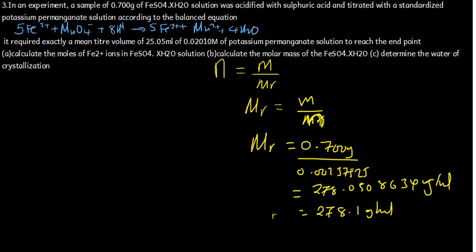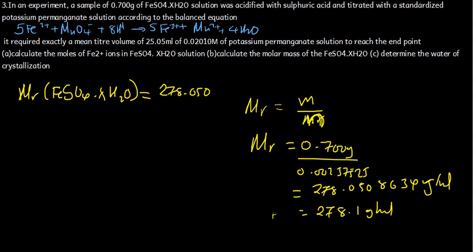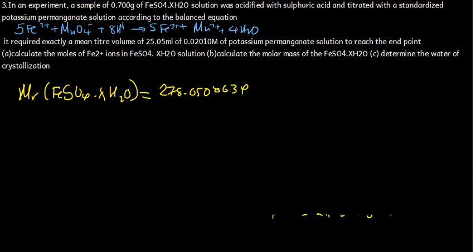Okay, now how do we go about that? So we're going to get this ion. If we find the molar mass of this compound, the molar mass of this ion, hydrated iron 2 sulfate, it is supposed to give us the same molar mass that we've already calculated, which is 278.0508634. So that is supposed to be the molar mass that we need to find.